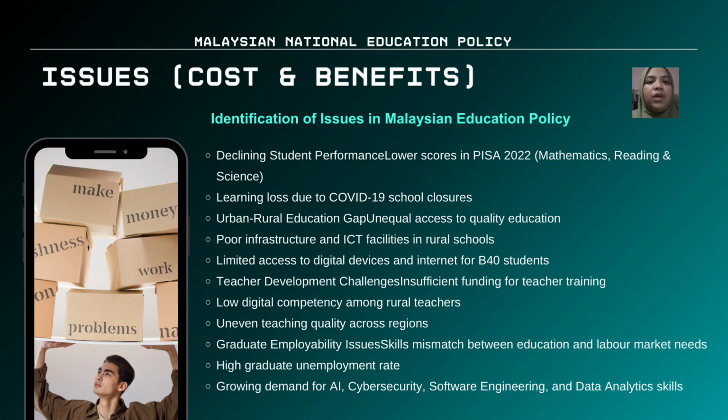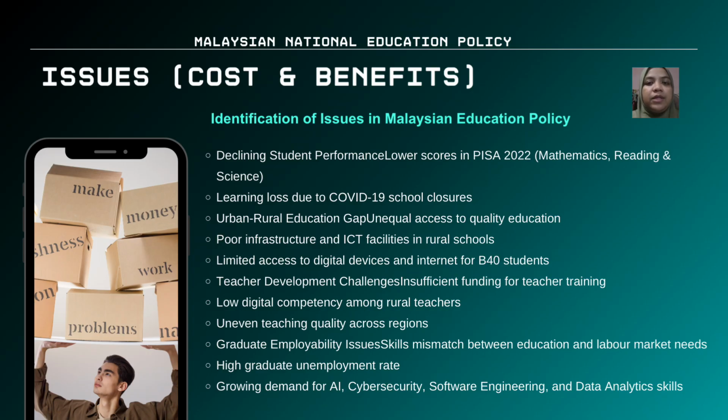On slide 3, we will identify the major issues currently surrounding our education policy. While the government spends billions, we cannot ignore the challenges. First, we are experiencing a decline in student performance, heavily reflected in our lower scores for mathematics, reading, and science in the PISA 2022 assessment, which was made worse by learning loss during COVID-19 school closures. Second, there is a persistent urban-rural education gap, where rural schools often lack proper infrastructure and ICT facilities, leaving B40 students with limited access to digital devices and stable internet.